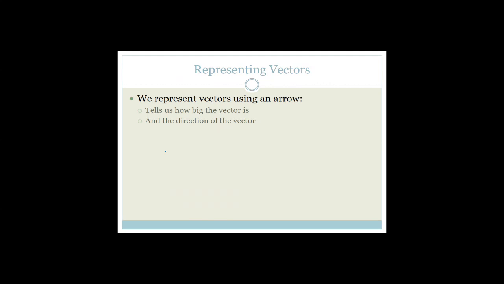Now, representing vectors. We represent vectors using an arrow. If we have a very big arrow, then it is a big vector, and if we have a small arrow, then it is a small vector. The direction of the vector is also indicated by the arrow. So in this case, both the vectors are going in an easterly direction, or we can say that they're going to the right.